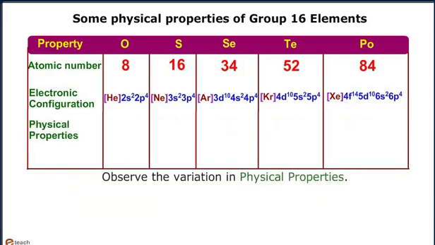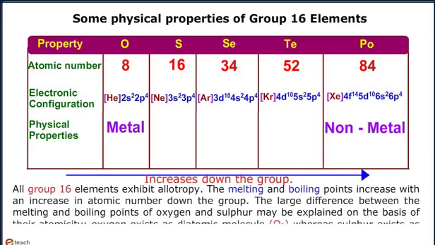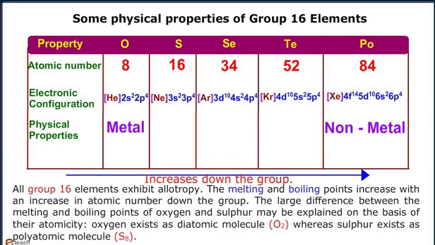Now observe the variation in physical properties, that is, metallic and non-metallic character. It increases down the group. All group 16 elements exhibit allotropy. The melting and boiling points increase with an increase in atomic number down the group.